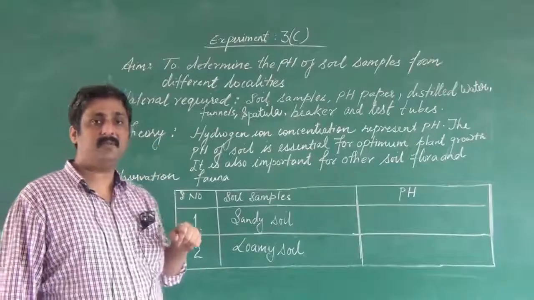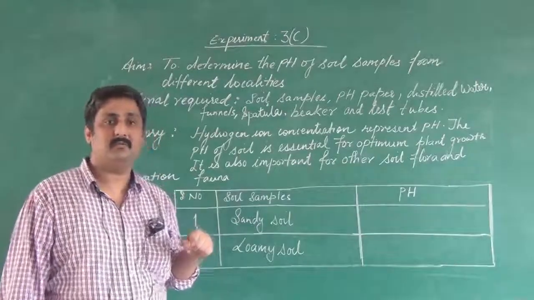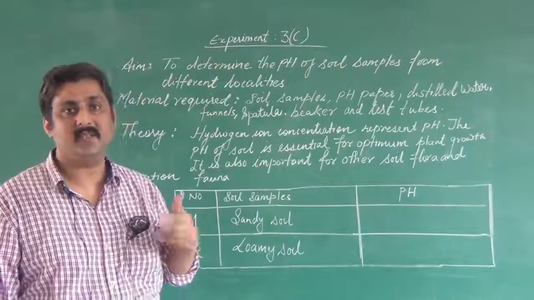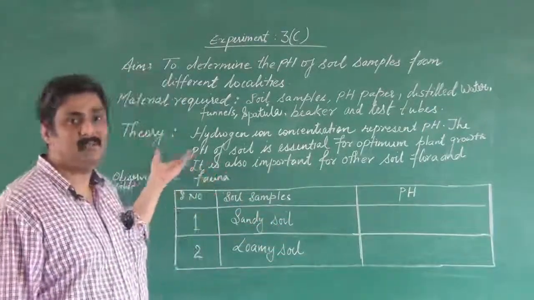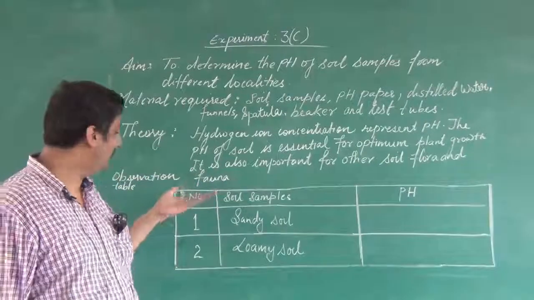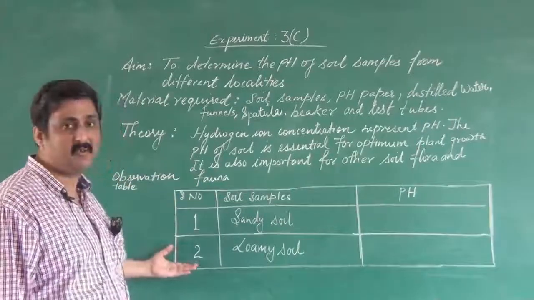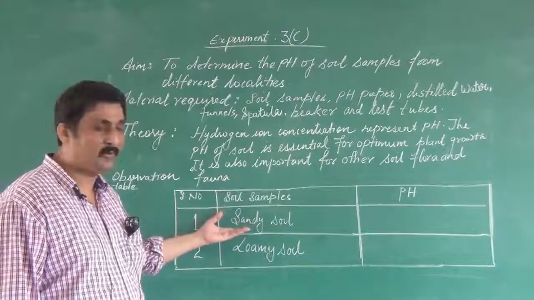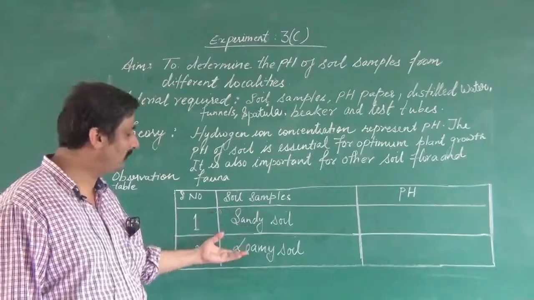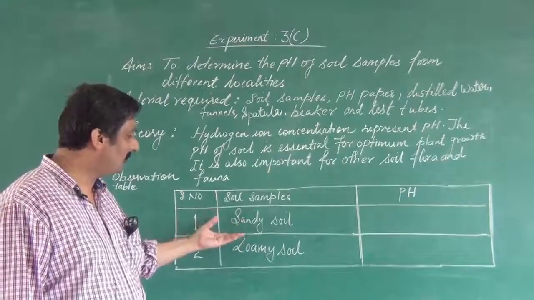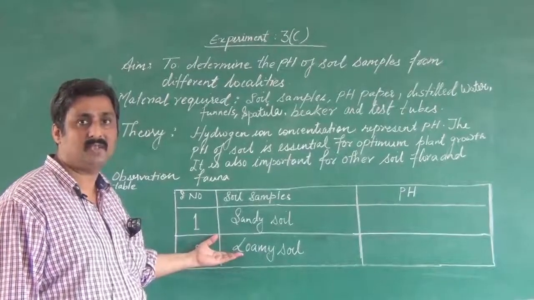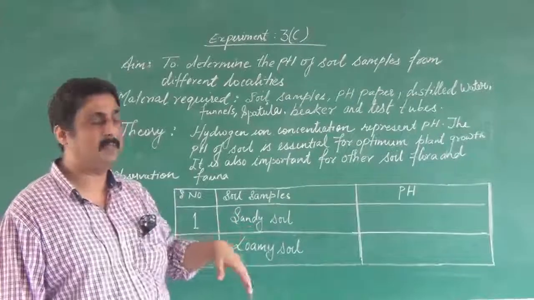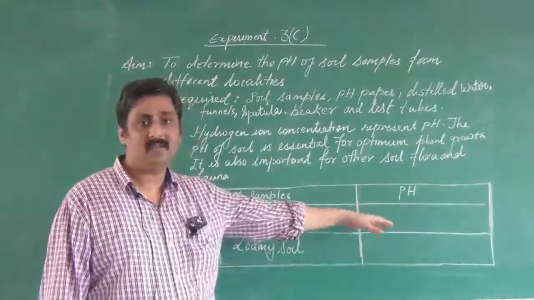Now you know that pH is very important for the proper growth of plants as well as to maintain the microbial population in the soil, and that is the reason why we are doing this experiment. Now this is our observation table. As you know, we have performed earlier experiments on sandy as well as loamy soil. So these are the two soils which we have taken in this experiment also, and this is the pH.